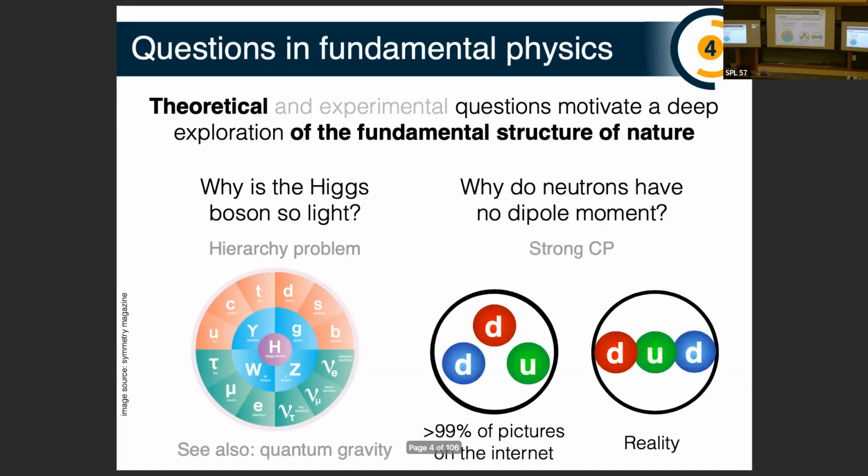There are other interesting theoretical questions, like why do neutrons have a net dipole moment? So if you just search neutrons on Google, you probably see pictures that look like this. But of course, in reality, the dipole moment is almost zero. And there are a number of other interesting questions related to QCD, its fundamental and emergent properties.